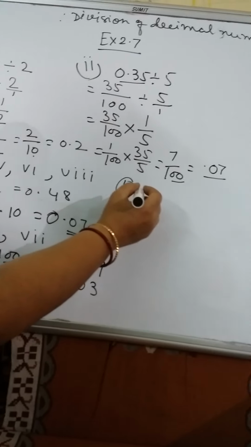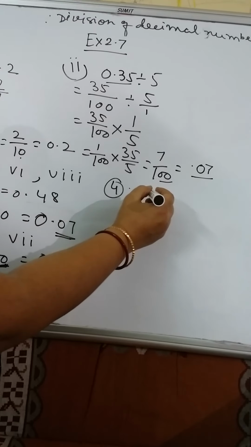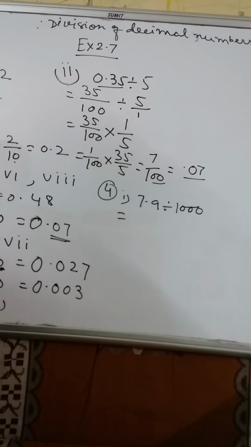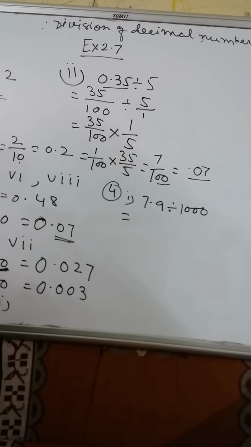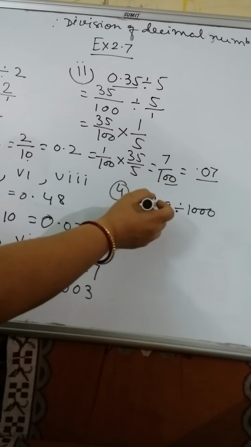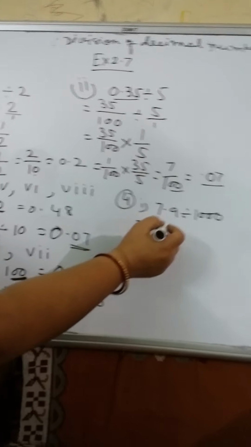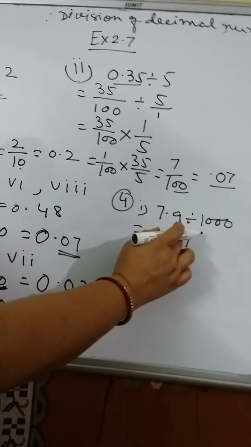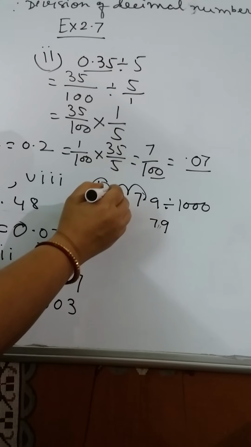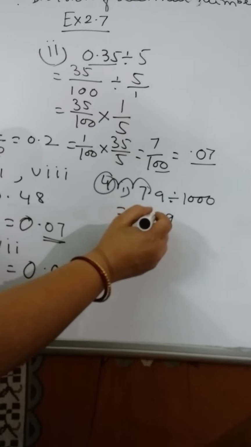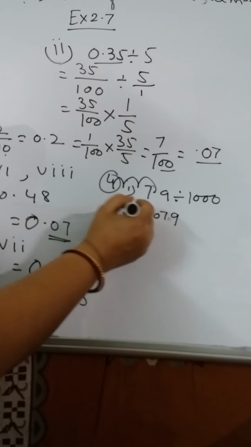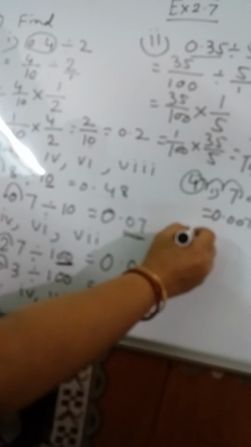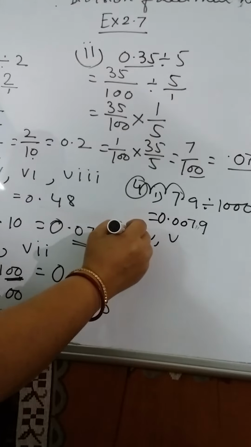Question number 4. That number you have to divide by 1000. When you are dividing by 1000, you have to shift the decimal point 3 places left. So here was your decimal point. 1, 2, 3. So 2 zeros, and at the end this. Now 4 and 5 will be your homework.